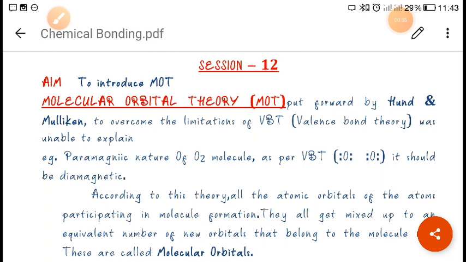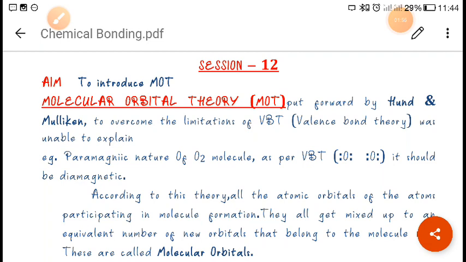That is why the need was felt to discover a new type of orbital theory, which is called molecular orbital theory. Molecular orbital theory was put forward by Hund and Mulliken in 1932, or we can say it was developed by Robert Mulliken in 1932, and it is supposed to be the most versatile theory to explain the nature of the covalent bond. So what were the salient features of this molecular orbital theory?